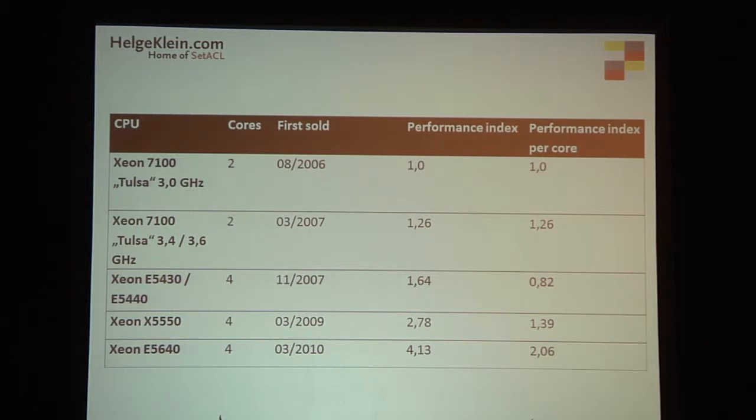So we can say with some accuracy that the newest CPU is roughly 4 times as fast as the oldest one. And if you break that down per core, the newest CPU has twice the amount of cores, as you can see. The relative performance per core is roughly factor 2.